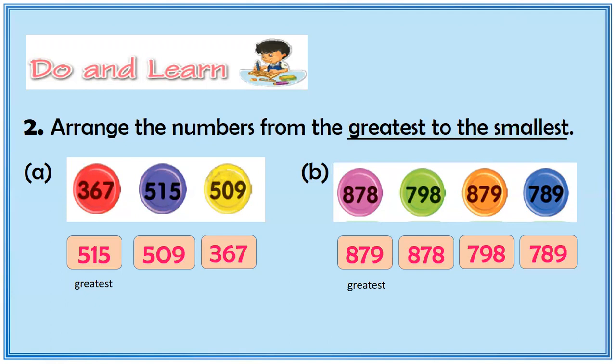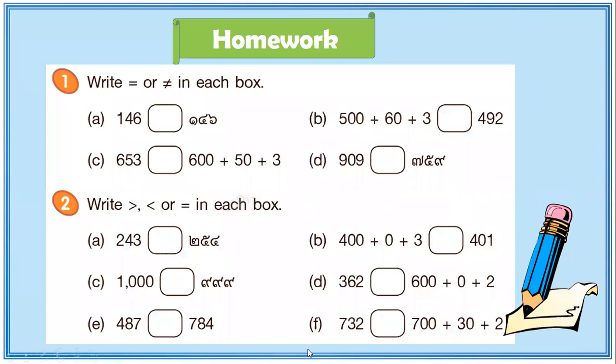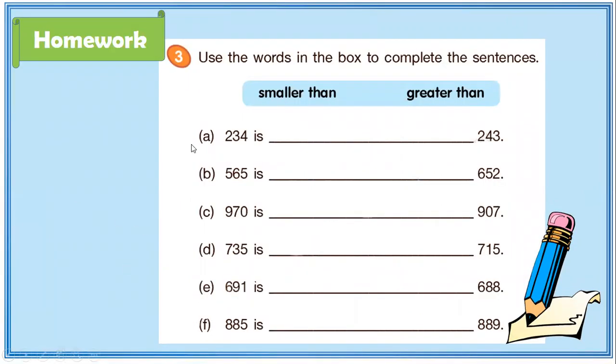Now that you have fully understood our lesson, I want you to answer your homework on pages 26 to 27 of your book. So this is your homework. For number 1, all you have to do is to write the symbol equal or not equal in each box. For number 2, write greater than or less than or equal in each box. For letter C, use the words in the box to complete the sentences. So all you have to do is to write smaller than or greater than.